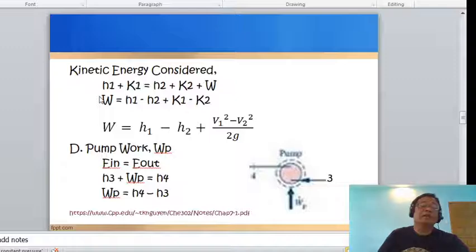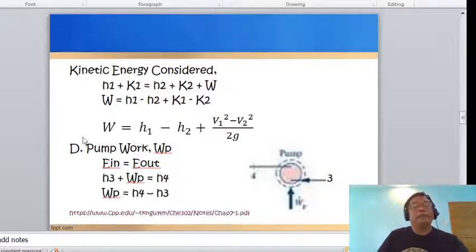But if it is in English units, it becomes g. So take note of this g, class. This is the constant of proportionality, not the gravitational acceleration. So another, we have here the pump work.